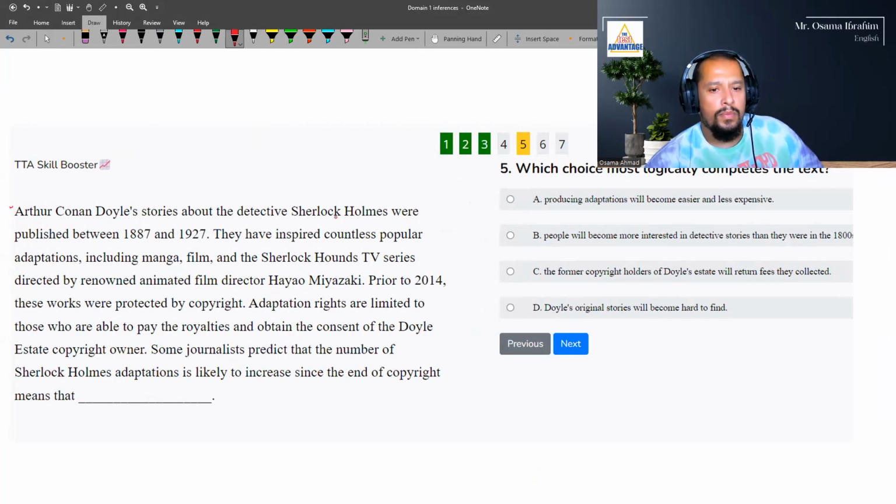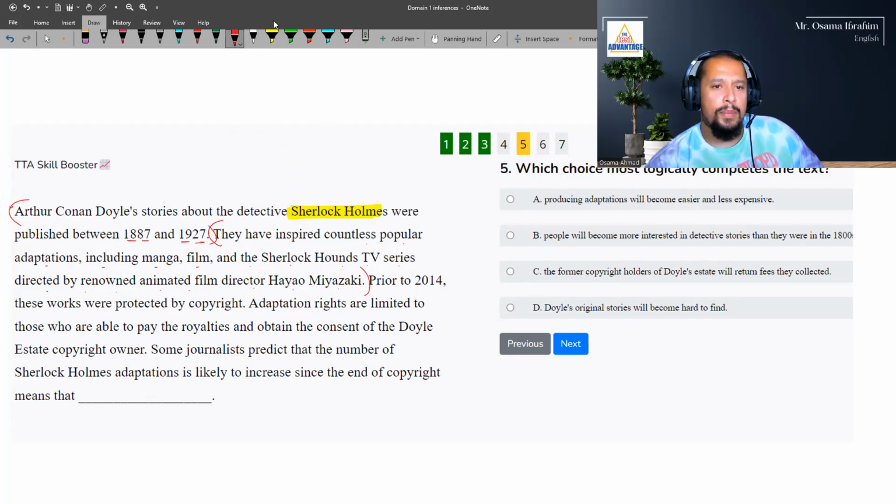Stories about the detective Sherlock Holmes were published between 1887 and 1927. So in English, when we read it, it's 1887, 1927. What's the text about? About Sherlock Holmes. Sherlock Holmes, right? Okay, cool. Let's continue. They have inspired countless popular adaptations, including manga, film, and the Sherlock Holmes TV series, directed by renowned animated film director Hayao Miyazaki.